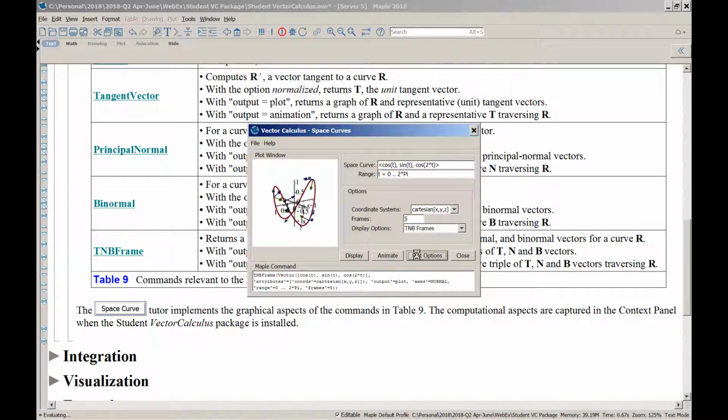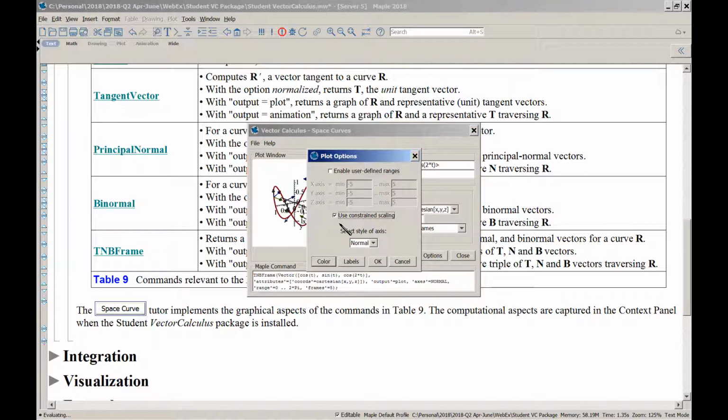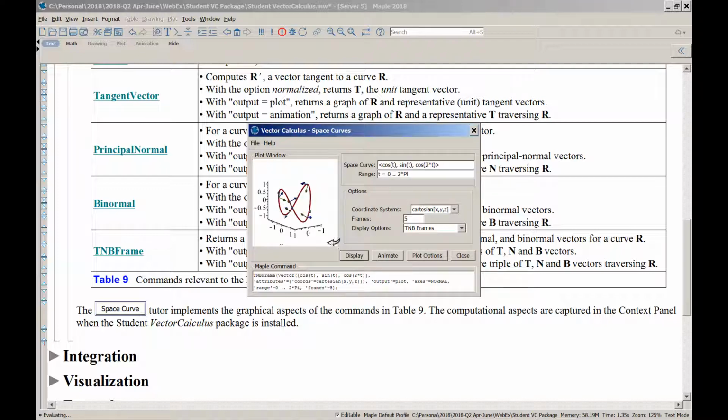I immediately go to plot options, and I use constrained scaling and change to a frame. That cleans up a great deal of the picture. And then I change this to a big number like 30 and animate. So I get one T and B frame traversing the curve. Much easier to understand. And you can tip this thing around, turn it so you can see what the curve looks like if you project it into the xy plane.